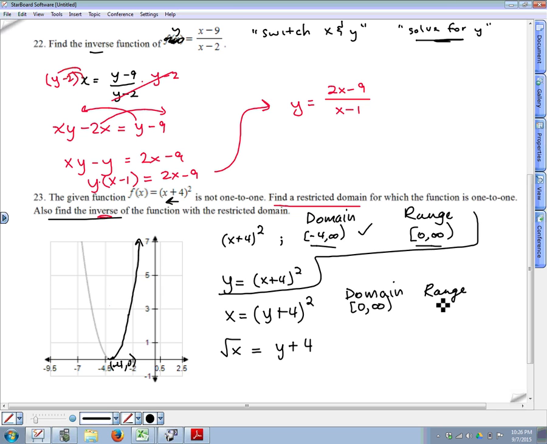And the range, just to make this a complete problem, would have been the domain of the original function. Anyway, the last step here is to subtract 4. So we've got the square root of x, minus 4, as the inverse. And technically, since we started in function notation, we end in function notation: f inverse of x is the square root of x, minus 4.